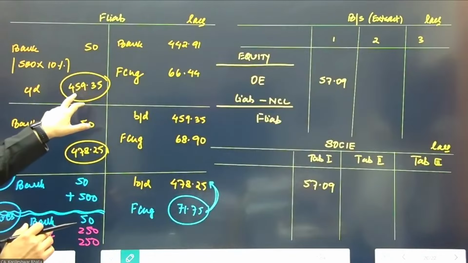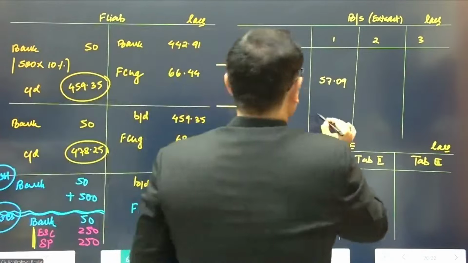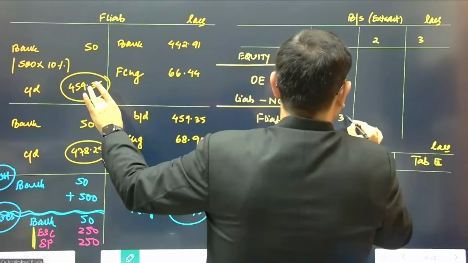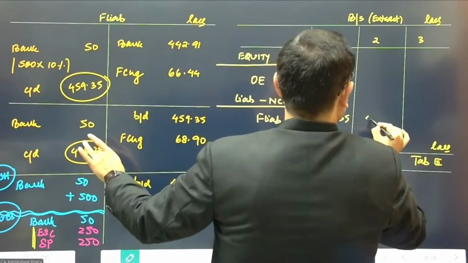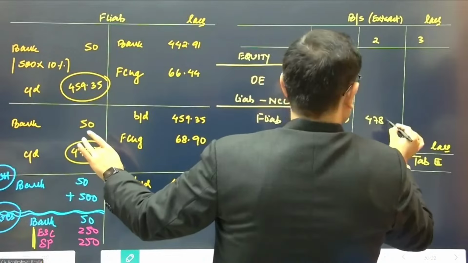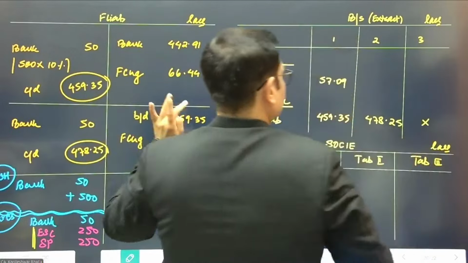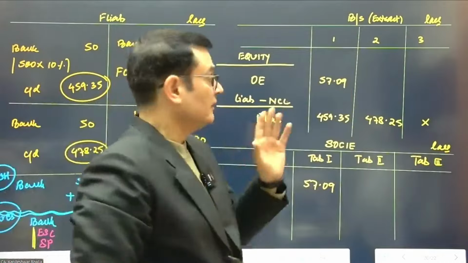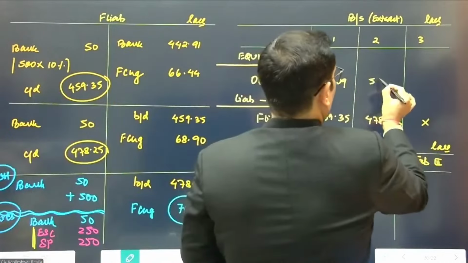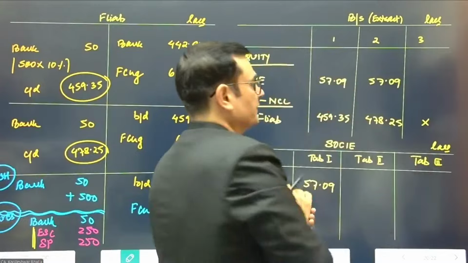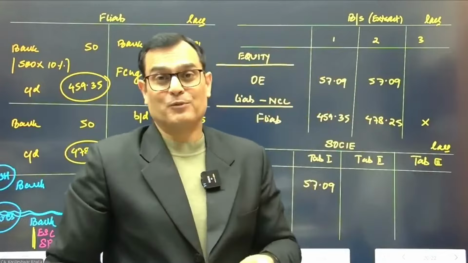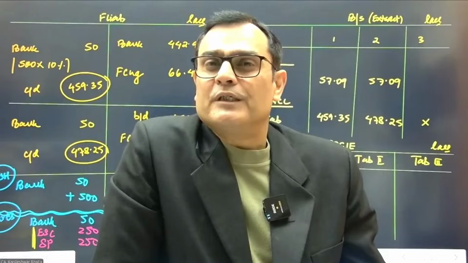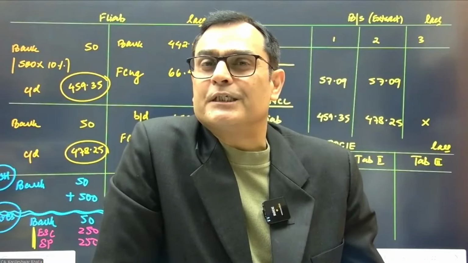As far as the financial liability at the end of first year is concerned, it is going to appear at 459.35. Then the next year it is 478.25, and third year it is gone. You've already converted or you've paid the cash. This remains 57.09 again in the second year. And now watch this carefully. What do you do with this equity component at the end of third year is the agenda now.